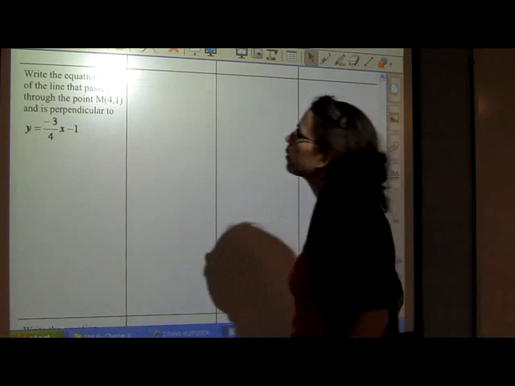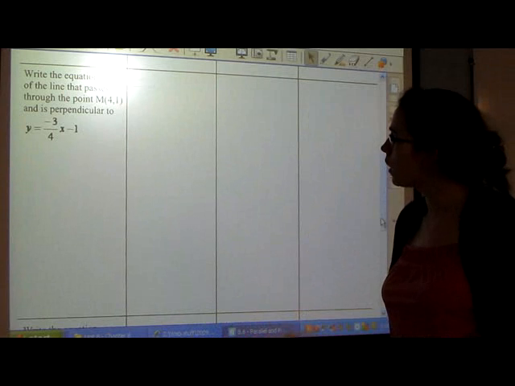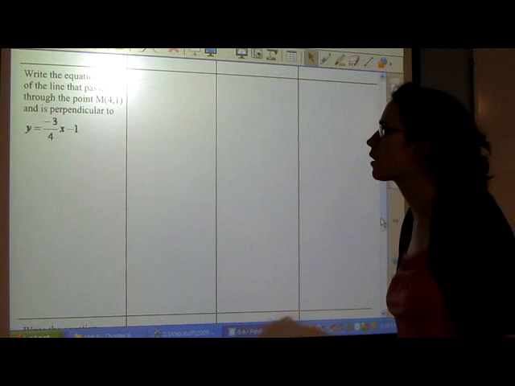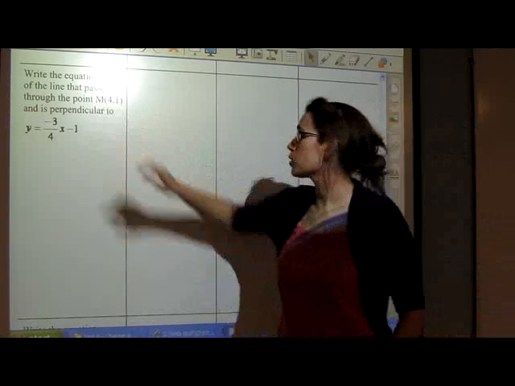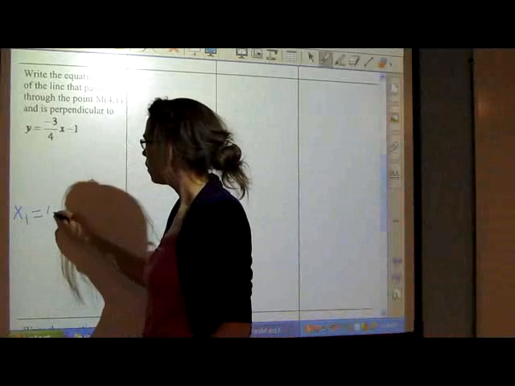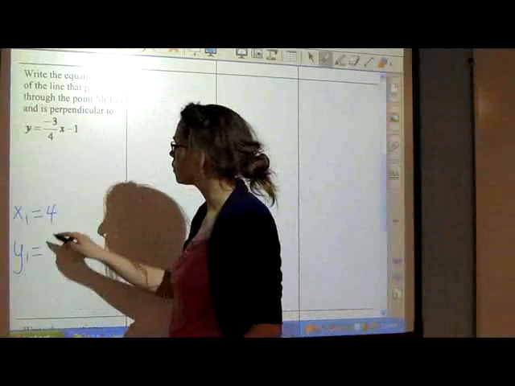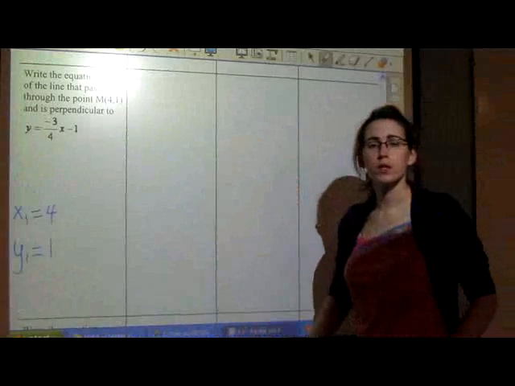To example 2, it says, write the equation of a line that passes through the point M, which is (4, 1), and is perpendicular to y = -3/4 x - 1. So again, we know we have ourselves a point here. The x value of that point is 4. The y value of that point is 1. So we know ourselves our point.